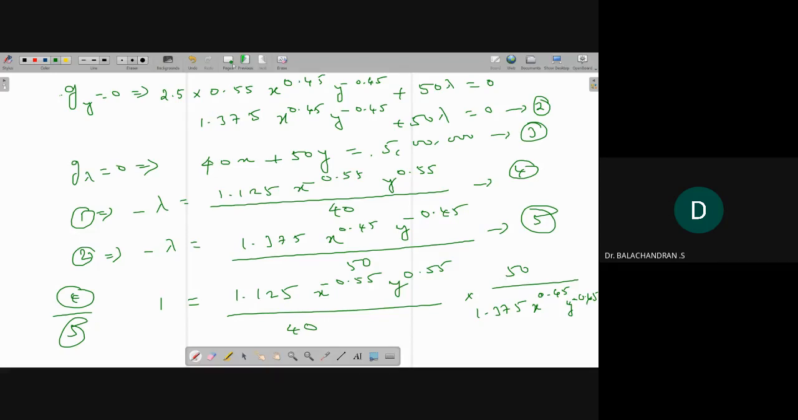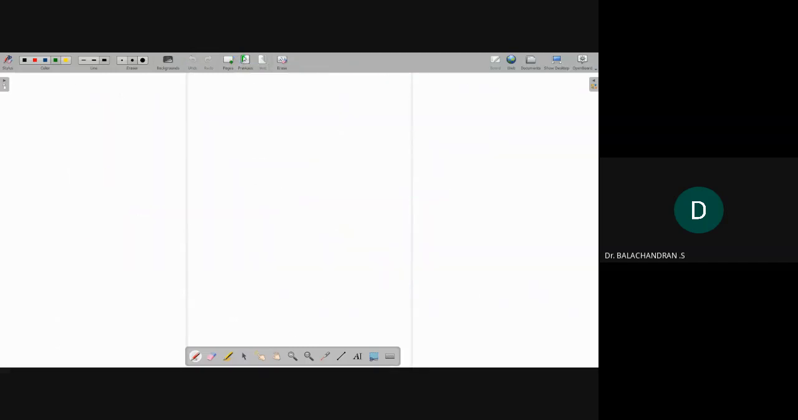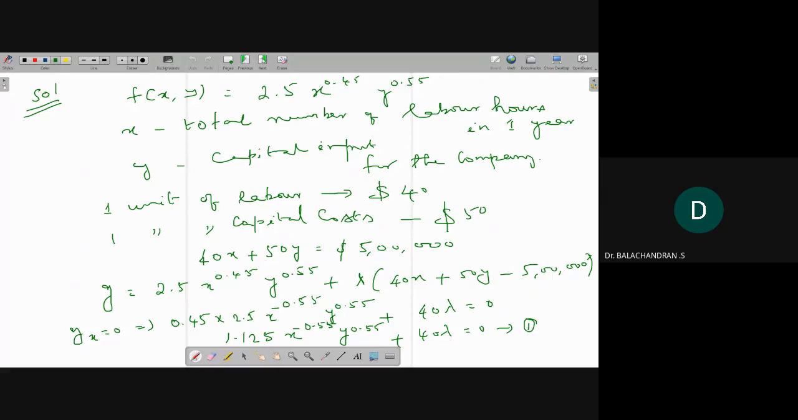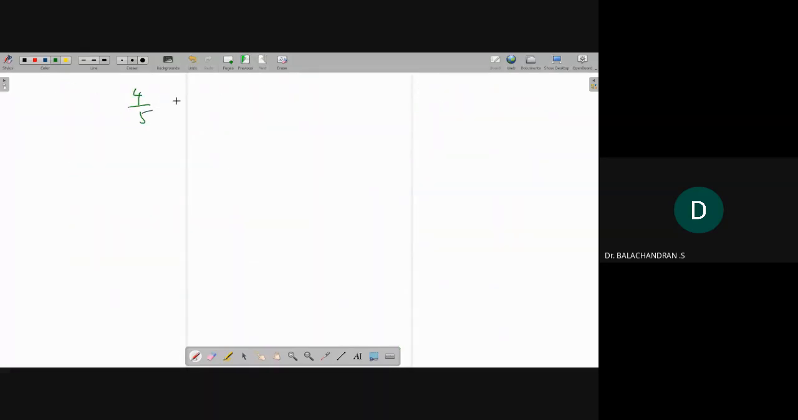Now, the next step I will write to you. You need to find either y in terms of x or x in terms of y. This is equal to, cross multiply: 40 divided by 50, that is 4 by 5, equal to 1.125 divided by 1.375 into y by x power 0.55 into y by x power 0.45.